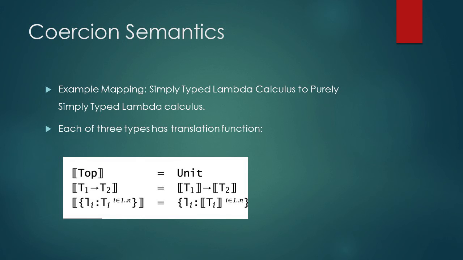Although this is a sort of general feature, the example most pertinent to this class and to us is this idea of simply typed lambda calculus with subtypes being mapped to purely simply typed lambda calculus. Again, one has subtypes and purely simply typed does not. Below you can see how each of the three types in simply typed lambda calculus has a translation function here.